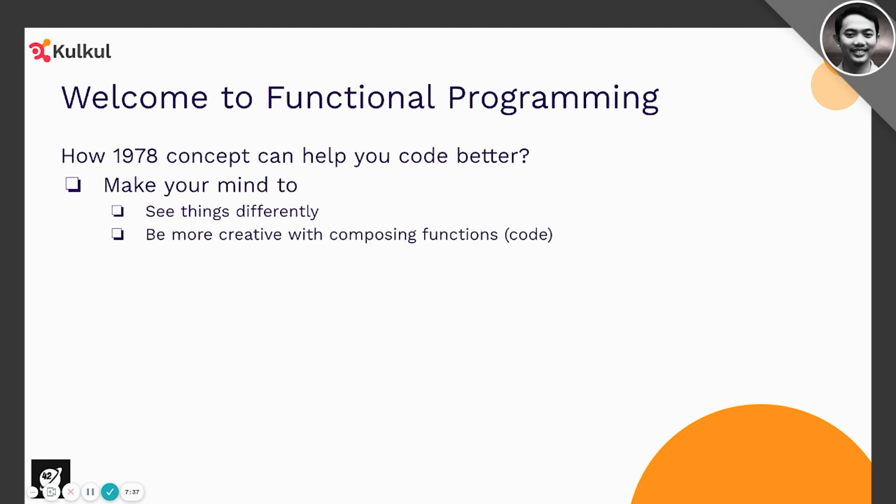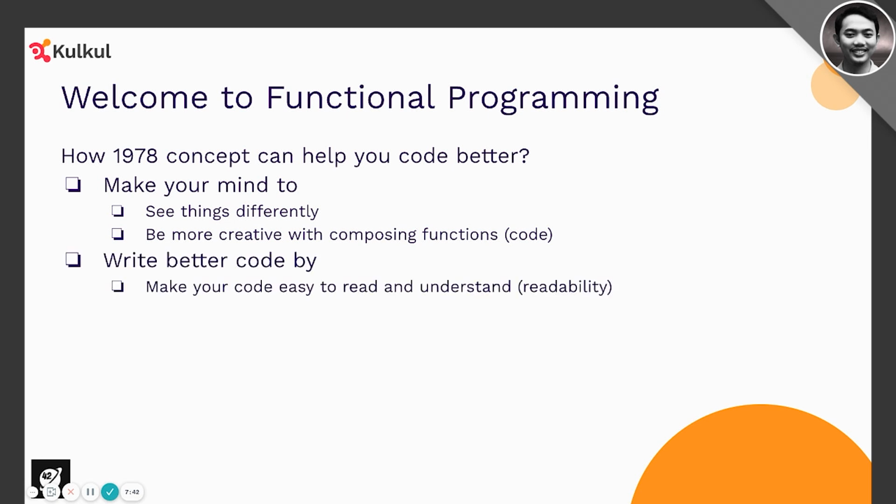Now you can be more creative with composing functions. When you write the code, you model it with different constructs. You model the code with a lot of functions, composing them together, and hopefully it helps you write better code by making it more readable. You can use a lot of concepts in functional programming, like querying. You can do something like a pipe operator, and it becomes very expressive.